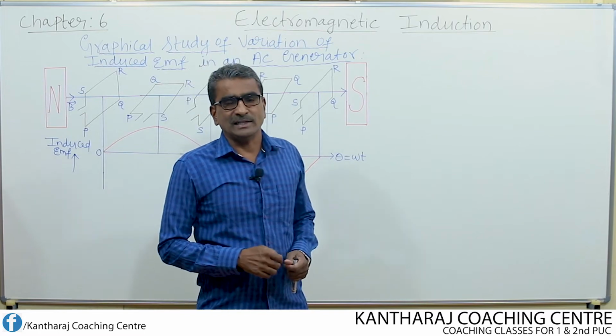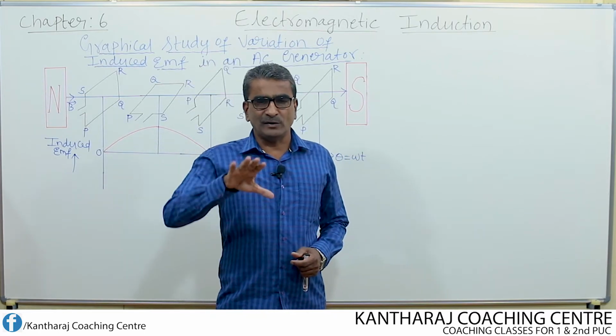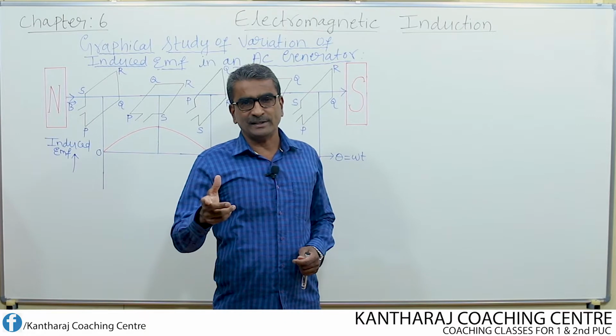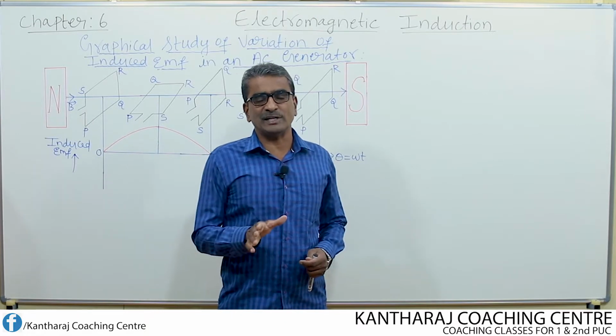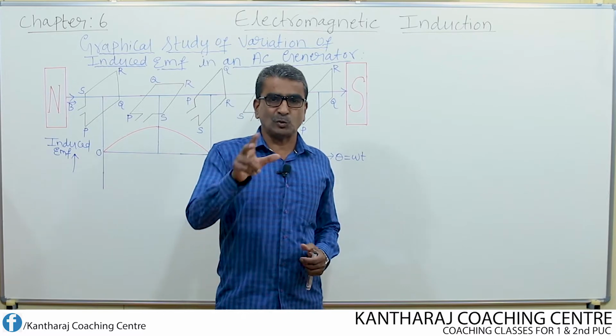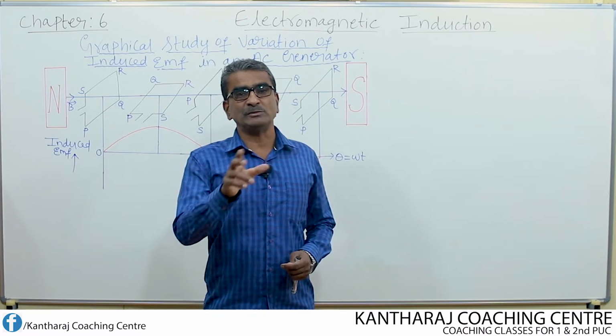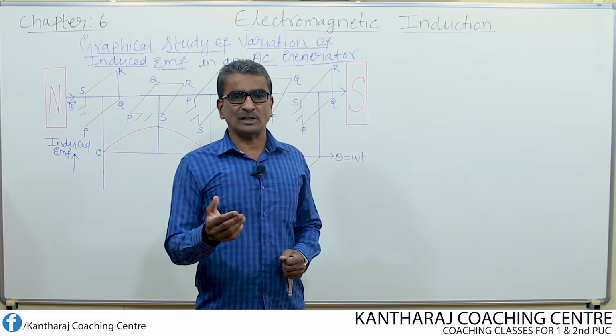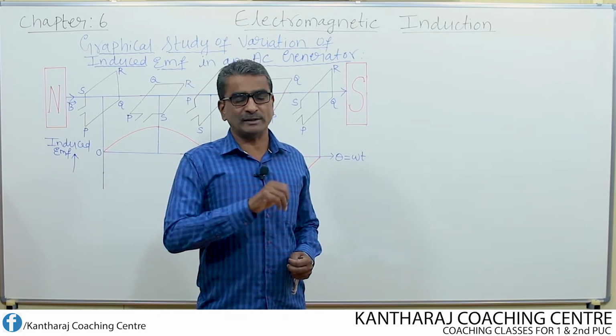We know that in an AC generator, when a coil of wire is rotated, the magnitude of the induced EMF changes how many times? It becomes 2 times maximum and 2 times minimum. That means totally it changes about 4 times.